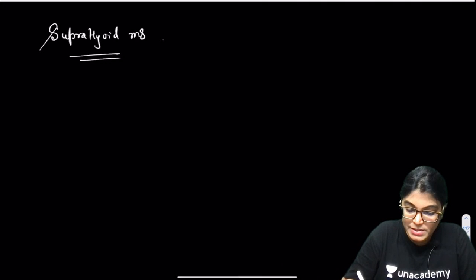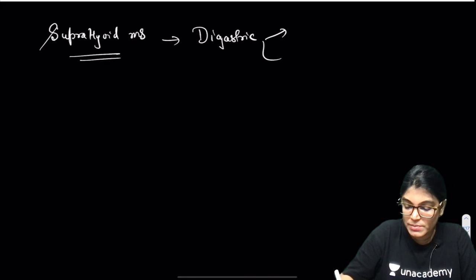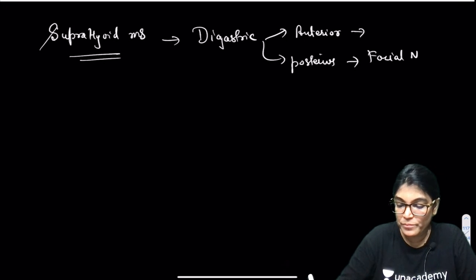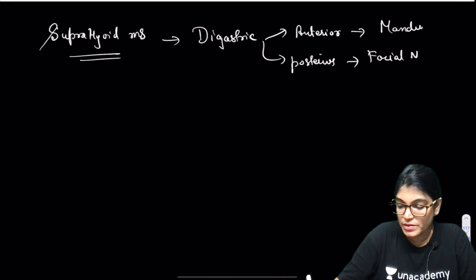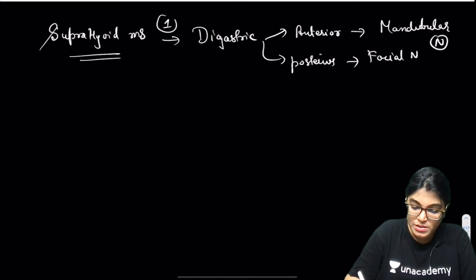So the suprahyoid muscles are the following. We have the digastric muscle. The digastric muscle has an anterior belly and a posterior belly. The posterior belly gets innervation from the facial nerve, and the anterior belly from the mandibular division of the trigeminal nerve. So mandibular nerve. This was the first.